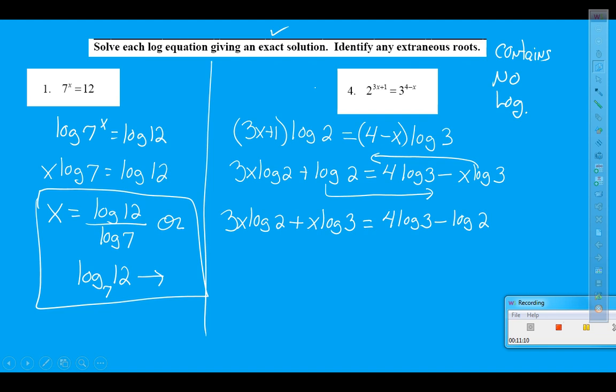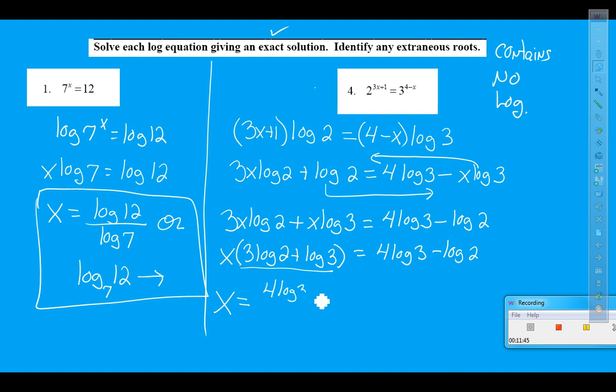And then what I'd like to do is this. Let's factor out an x out of each of these. So I'm going to take out an x, which leaves me 3 log of 2 plus log of 3 equal, leave this side alone, 4 log 3 minus log of 2. Now to bring it home, divide both sides by this quantity to free up the x. So here's my final answer.